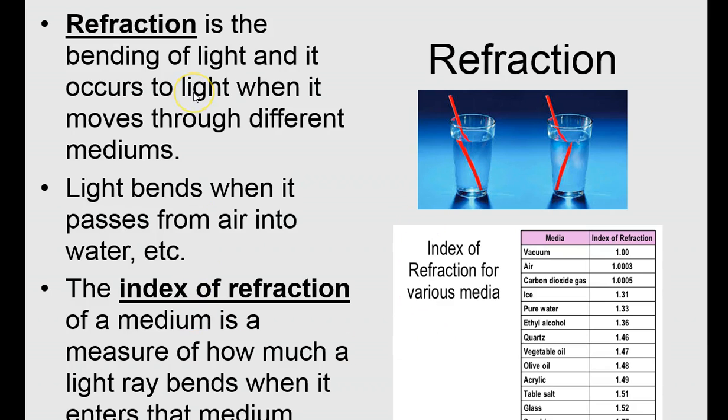So the index of refraction of a medium, and the medium in this case can be any of these things. A vacuum means that there's no material. Air, ice, water, vegetable oil. It just shows how much light rays bend when they hit that medium. So with air, they bend a little bit, but when we look down here, something like glass is going to cause light rays to bend a lot.